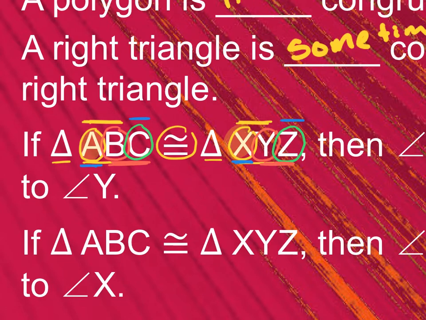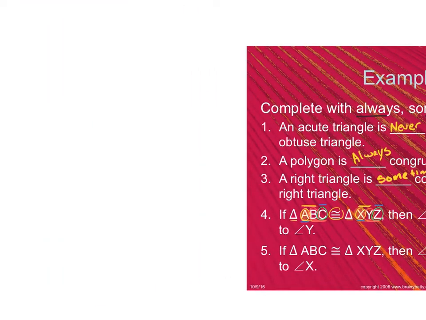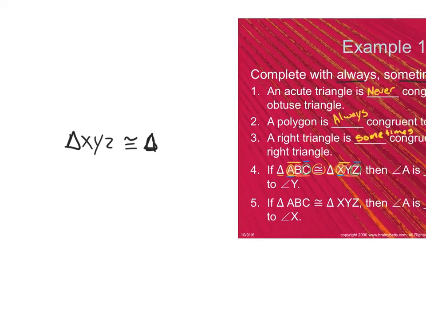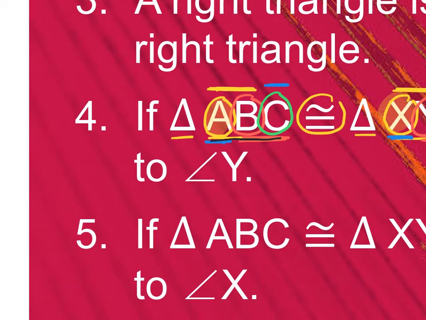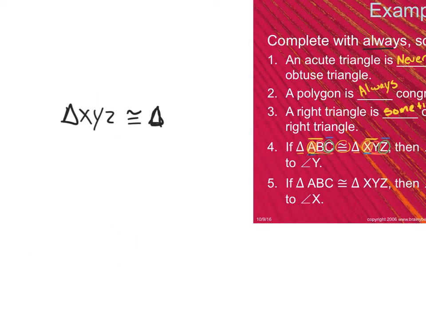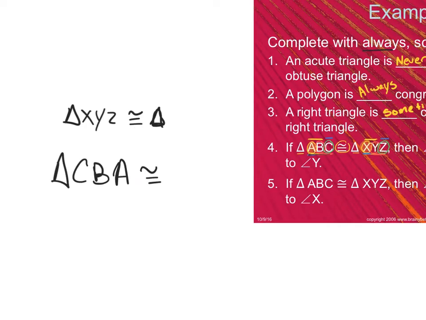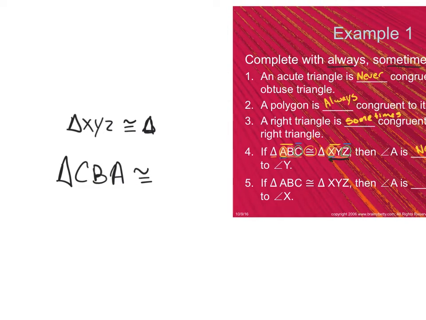Yes, ma'am? Even if the angles just switched, it'd be the same thing? Even if I switch the order? Oh, sure. So watch this. I'm going to just write this backwards. I'm just going to call it triangle CBA. Triangle CBA is congruent to, well, then I got to write the other one backwards too: ZYX. Triangle ZYX. The way that I write the first one determines what I have to write for the second one because the angles have to match up.